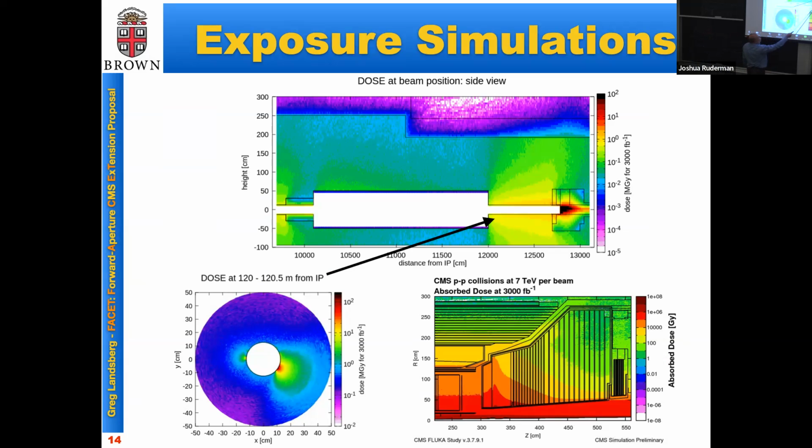So this is how the dose is distributed. Of course, once you reach the tracker, the dose is very high, but we don't really have much. We are sitting in this yellow region, which is about 1 megarad.